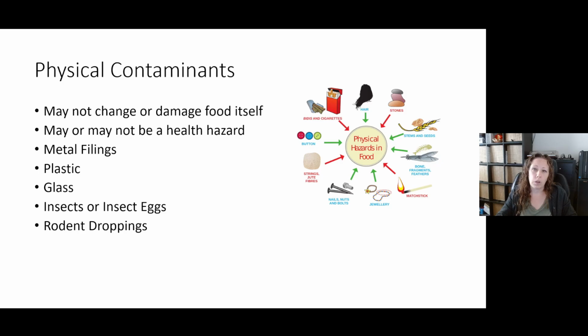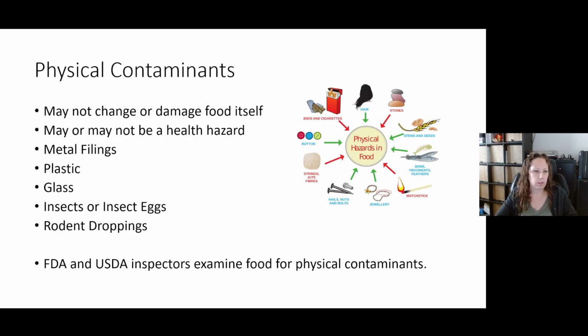Rodent droppings would also be a physical contaminant. Rodent droppings are kind of both a physical and a biological contaminant, because they certainly can introduce biological dangers too. So FDA and USDA inspectors are constantly examining food for physical contaminants. The workers are too. There are also rules in food processing plants, like don't wear jewelry, because we don't want to get jewelry in the food.